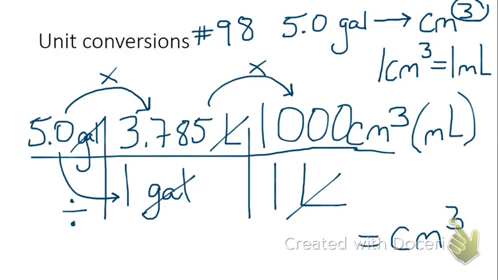And so when we solve this problem, we get a number of 18,925 centimeters cubed. In a couple slides, we'll talk about significant figures. And so one of the things that I want you to think about after you look at that slide is to come back to this question and to see if that answer would actually be correct with its number of significant figures.